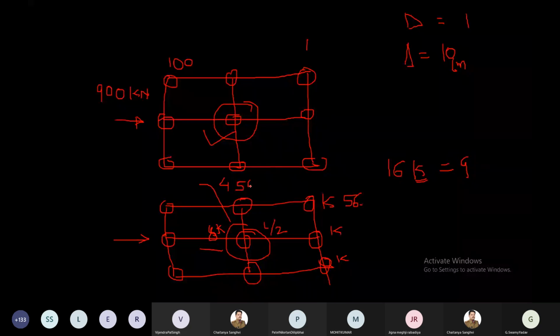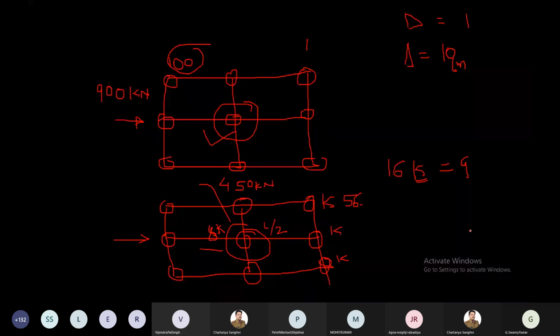It will take 450 kilonewton load. Now what is its capacity? What is the capacity? 100 kilonewton. If it tries to take 450 with a capacity of 100, what will happen to it? Its condition is going to be bad. You get my point? And therefore the short column is not good.